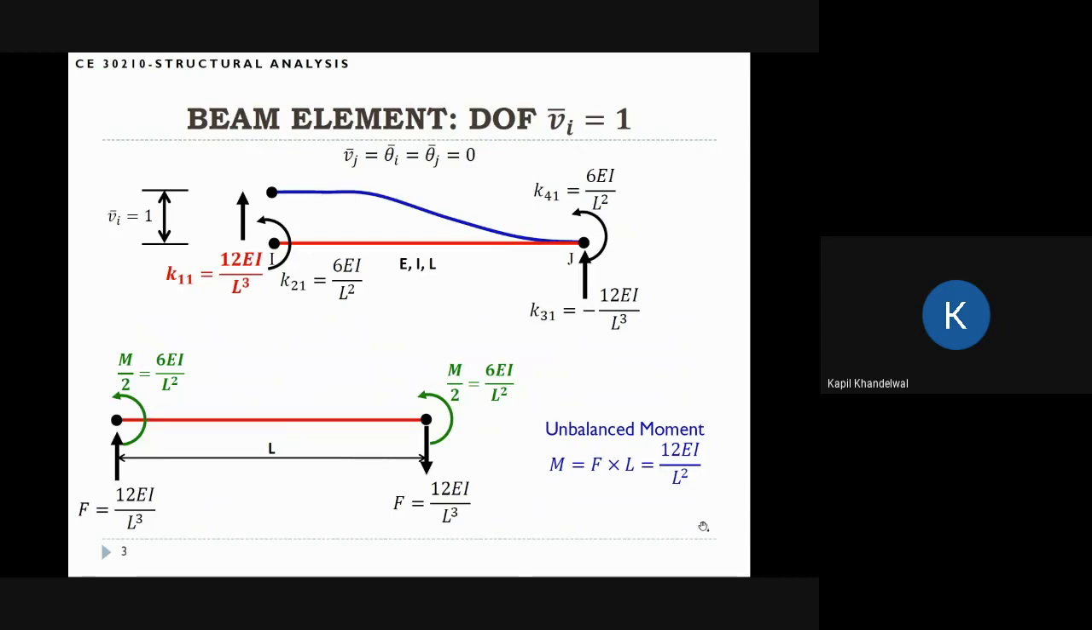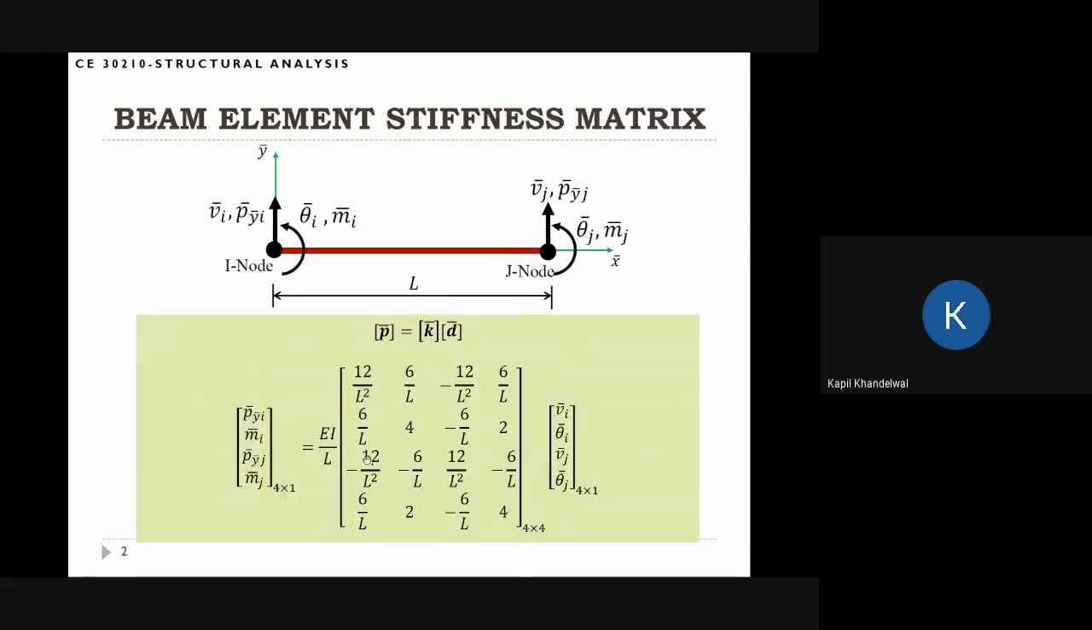We are going to put half of this value at the end i and half of this value at the end j. So we put 6 EI by L squared at end i and 6 EI by L squared at end j. So this 6 EI by L squared is your K21, and 6 EI by L squared at the end j is K41. And then finally, these are all the stiffness coefficients in the first column.